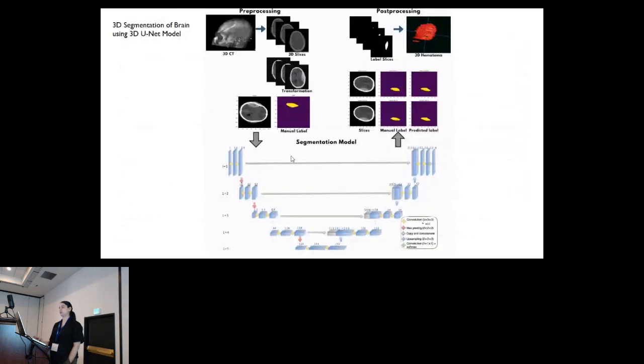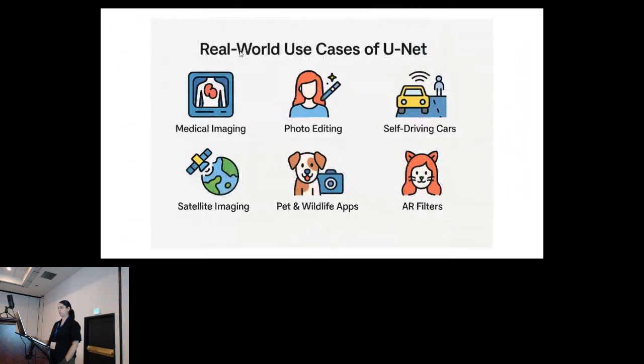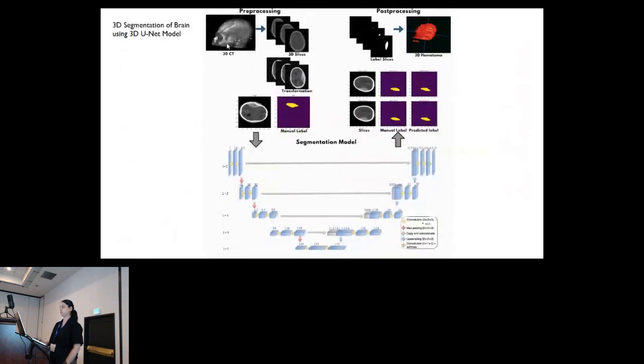So moving on, this is basically what it's going to look like. So we have our pre-processing. It's a 3D CT image. I have my slices, and I did some transformation. This is the manual label that I gave it. This is the raw data image that I gave it, and now I feed it to my segmentation model.